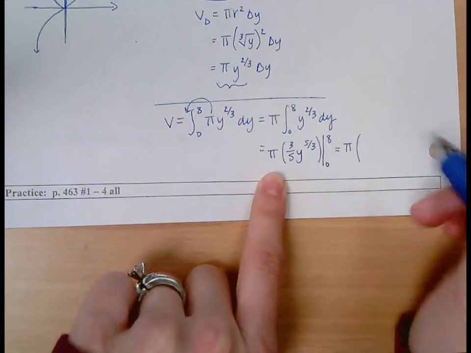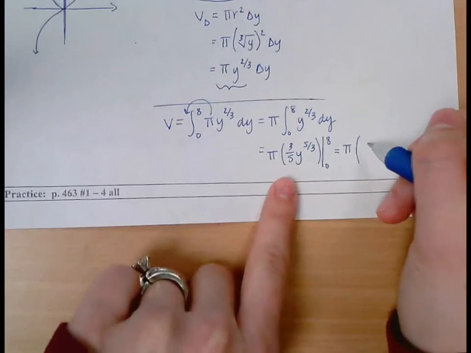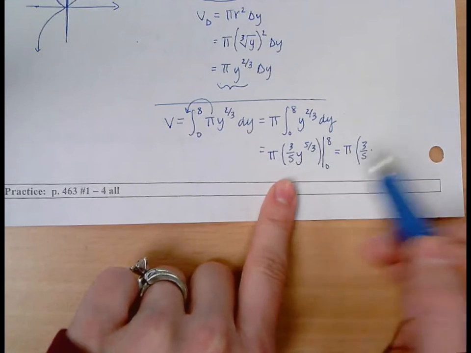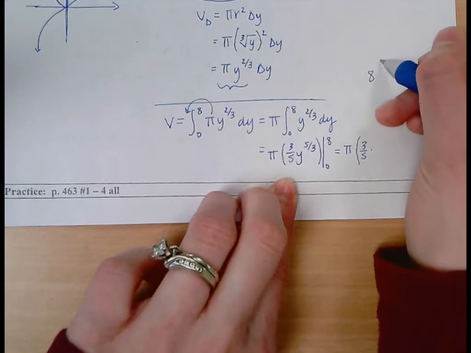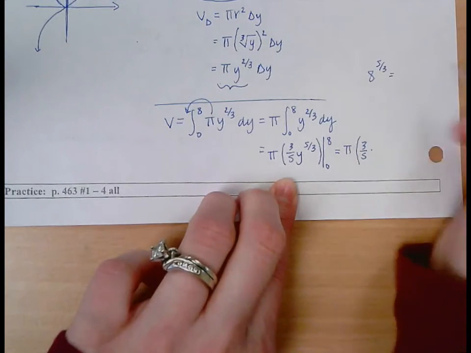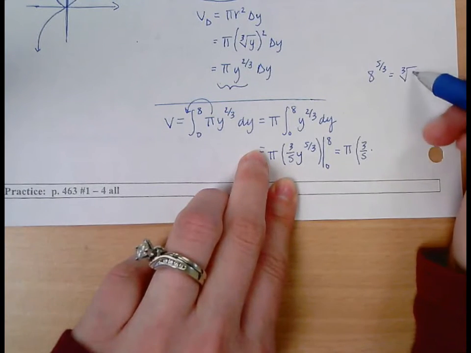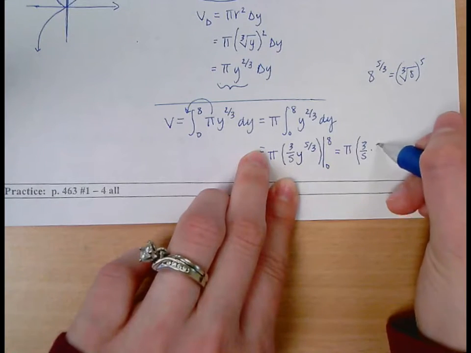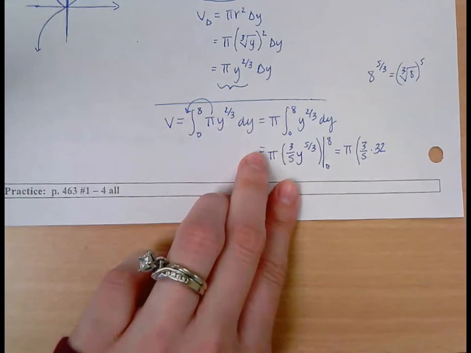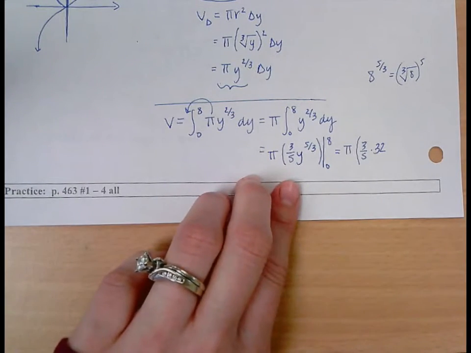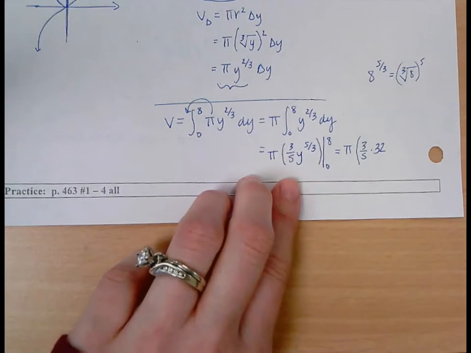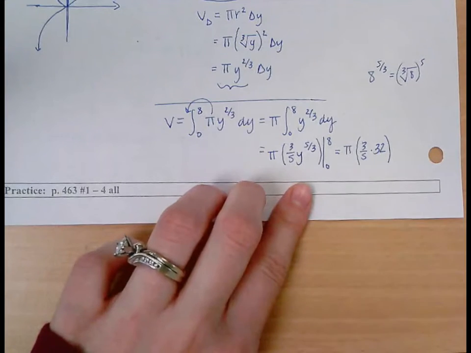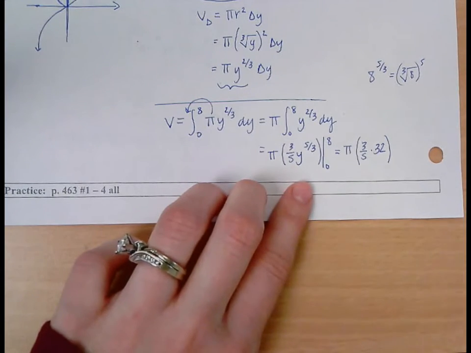All right, so we have pi times, yes, it'd be 3/5 times 8 to the 5/3, which would be the cube root of 8 to the 5th power. Cube root of 8 is 2. 2 to the 5th is 32. So this could be a no calculator question where you'd have to calculate that. And then if I substitute in 0, again, I would get 0, so minus 0.